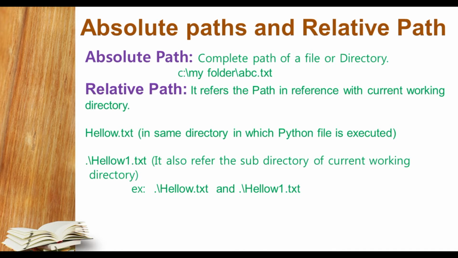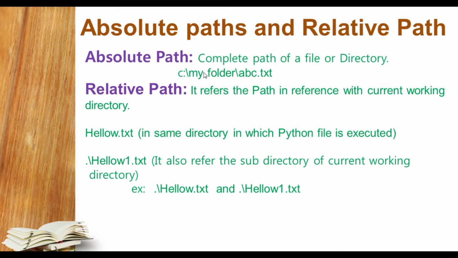Absolute path and relative path. There are two types of path while we are writing a file or opening a file, and you will understand them today. First, absolute path. It is the complete path for a file or directory, for example C:/myfolder/abc.txt. This particular address of a file is considered an absolute path, which contains the drive letter and subfolders also.